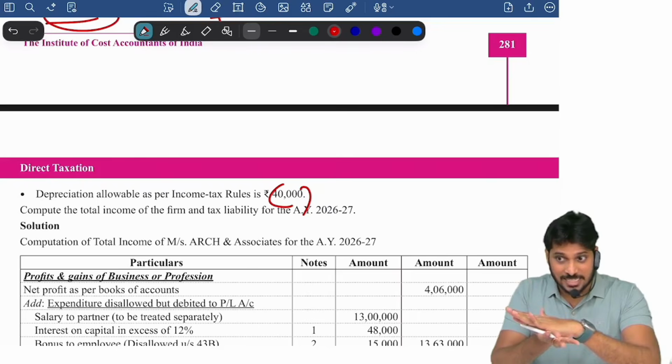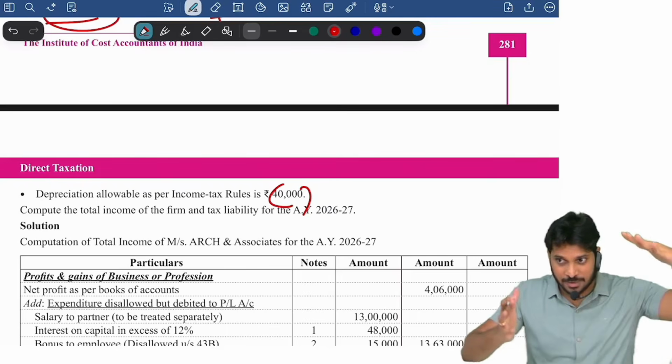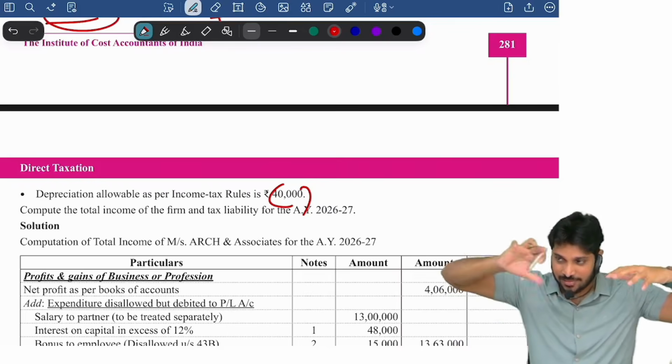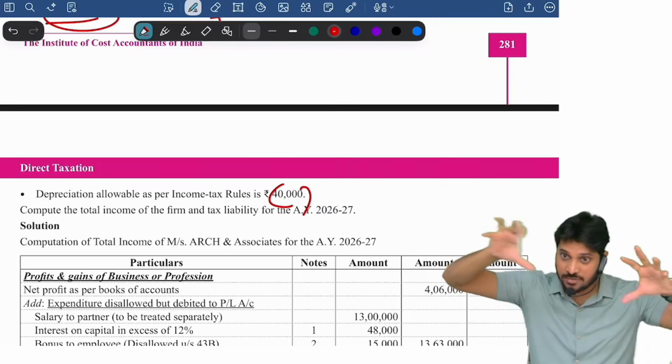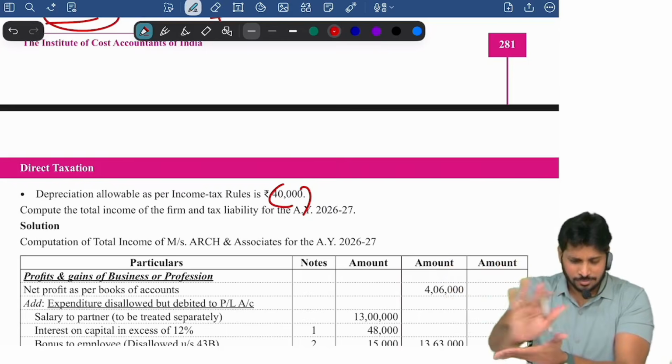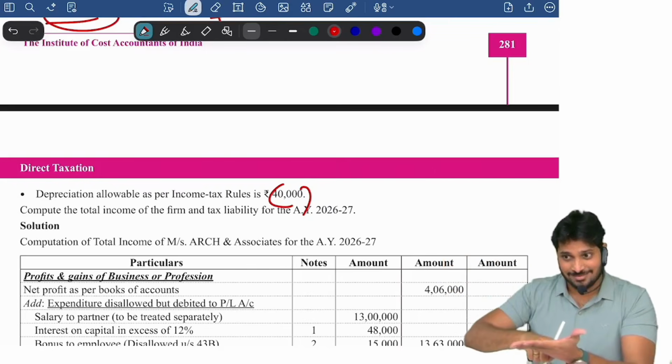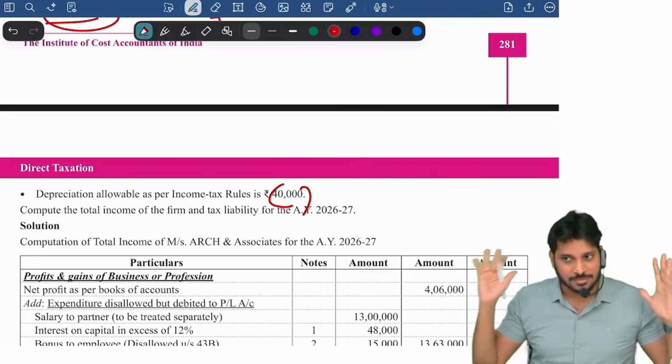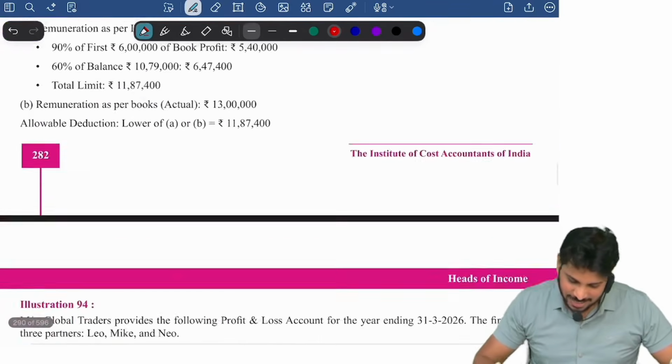Now then interest at 12%. Then you get book profit. Then apply the 6 lakhs balancing figure logic. And then compare with actual remuneration. Then whichever is lower, that you reduce. Then the balance is income of the firm, which is taxable at 30%. Other source income, add. That's it. Then you will get total income. Tax it. Easy. It's a very easy problem.